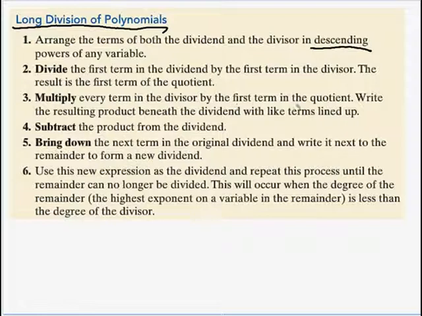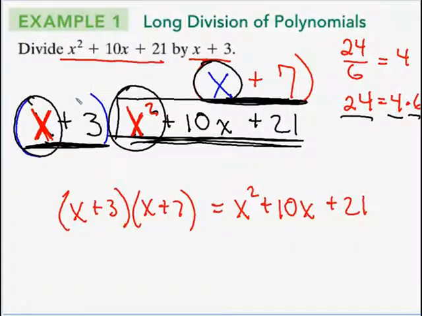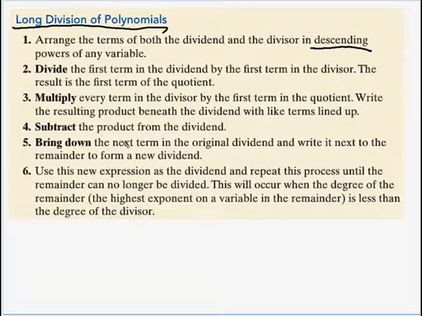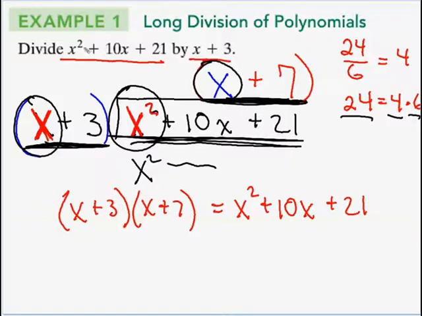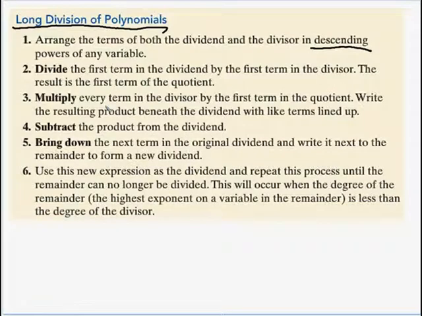3. Multiply every term in the divisor by the first term in the quotient. Write the resulting product beneath the dividend where the like terms are lined up. You know, here again, I erased it, but down here we had x squared and then some term x. We line them up so our powers are in the same columns. Step 4, subtract the product from the dividend. Again, we are always subtracting here. That's an easy place to make a sign error.